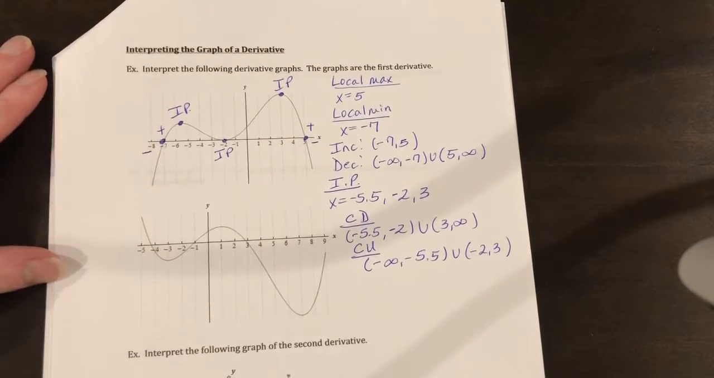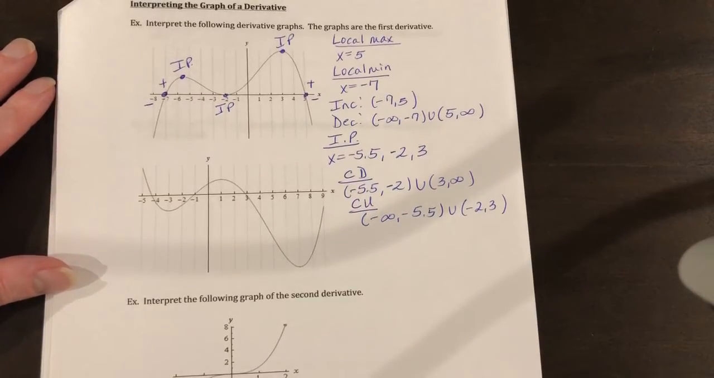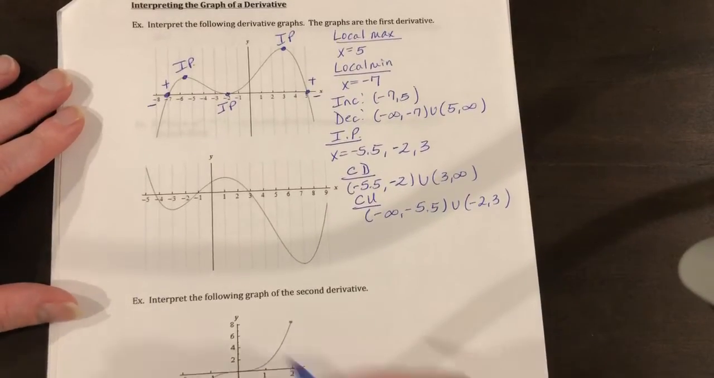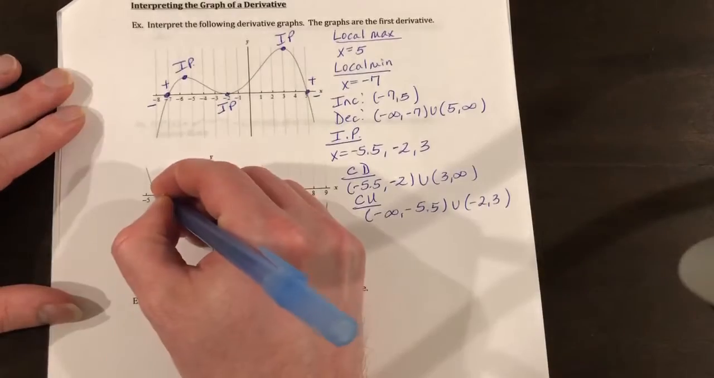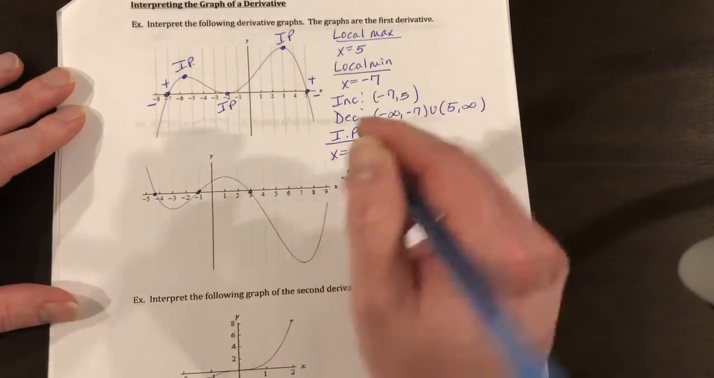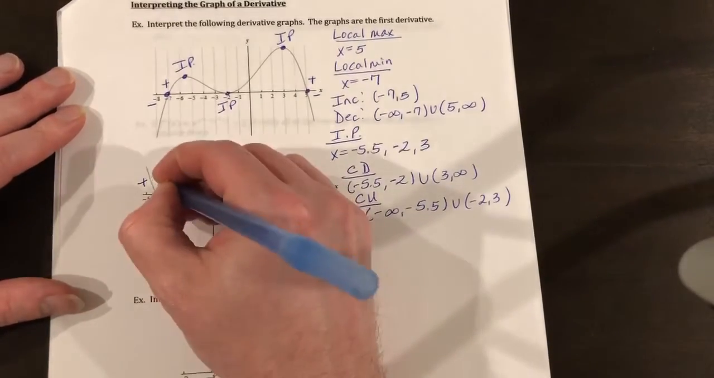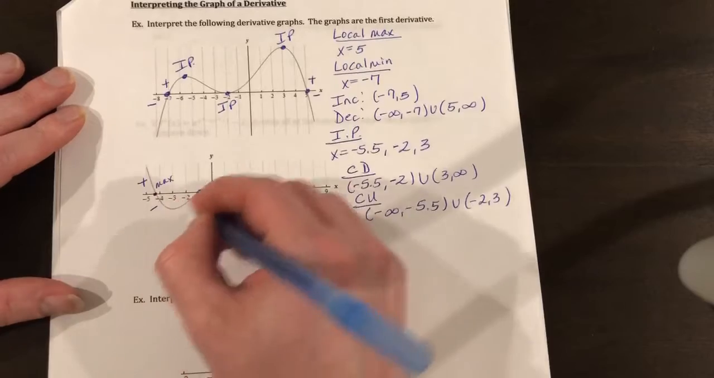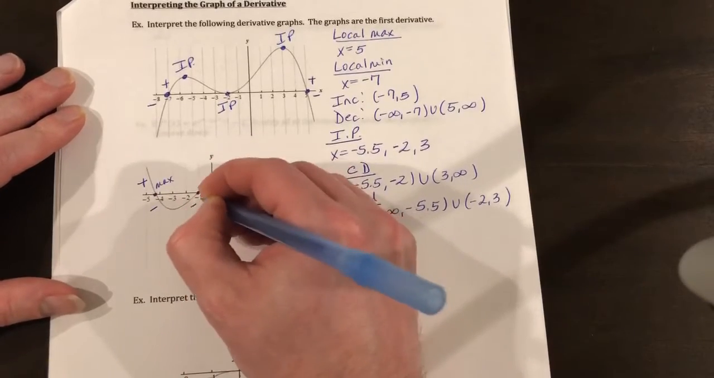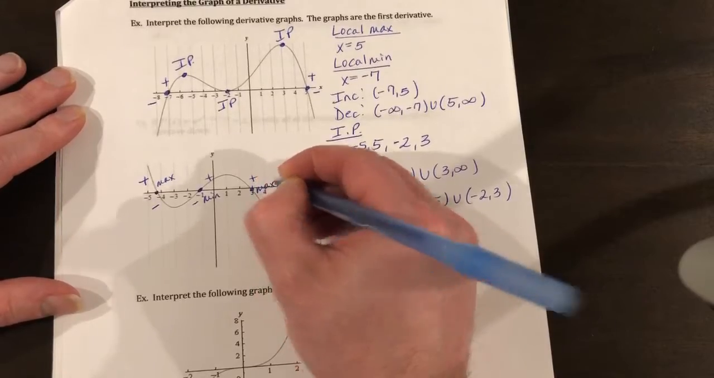So we're going to kind of talk through this one. I'm not going to write everything out. I don't know if I have room. I'll try and write it out. Okay, so our first step is to identify our zeros, because that's going to be our maxes and mins. Okay, so positive to negative is a max. Negative to positive is a min. And positive to negative is a max.